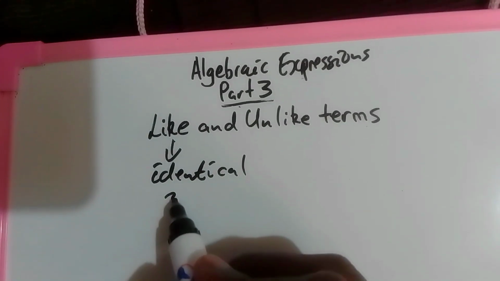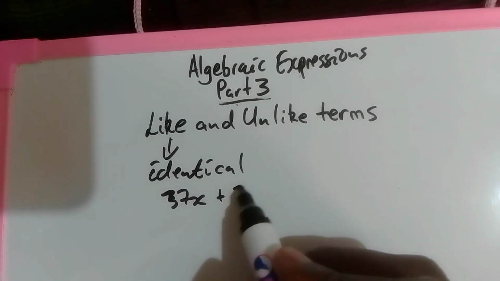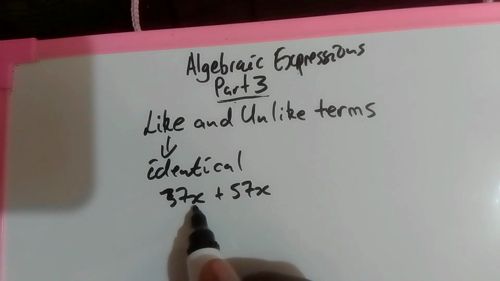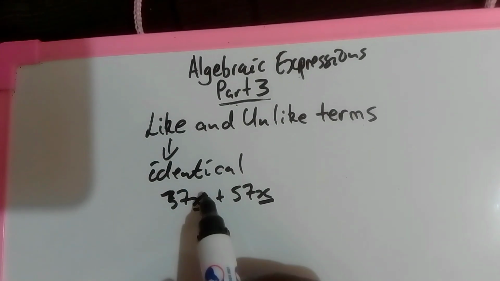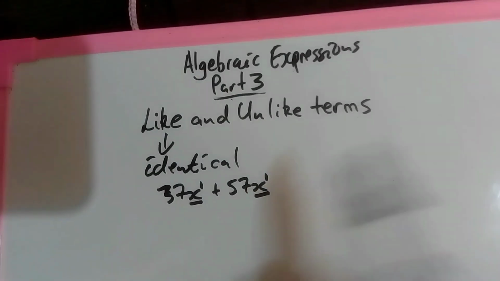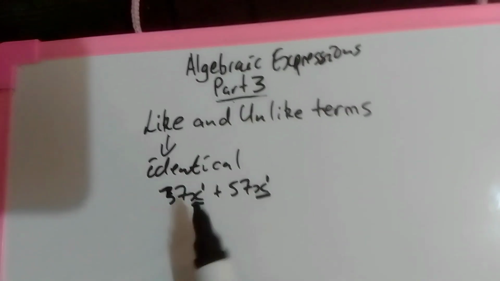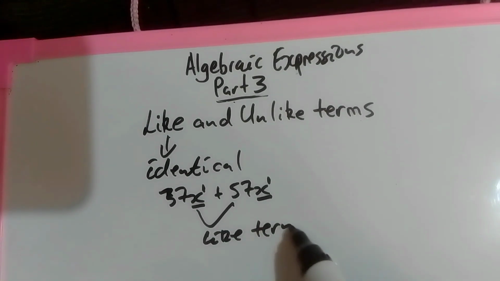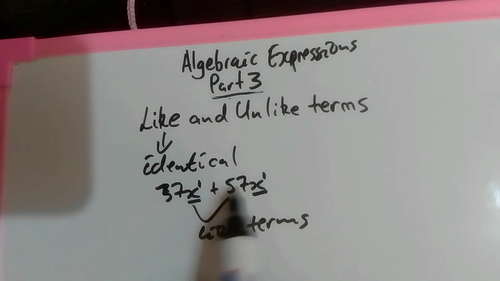So if I've got 37x here and I've got plus 57x here. Now, what do I do? First thing, I look at the variable, this letter x, and I've got letter x. When it's x like this, it means that there is a power of 1 there, and there's a power of 1 here. Because the exponents are identical, I can call these what? Like terms. These are identical. So I call them like terms.